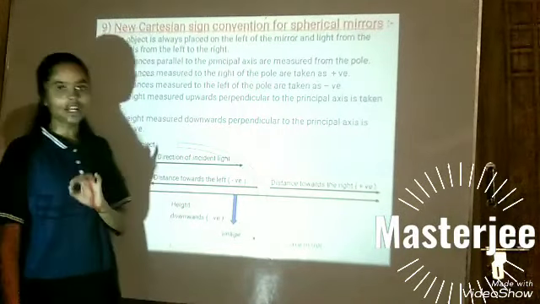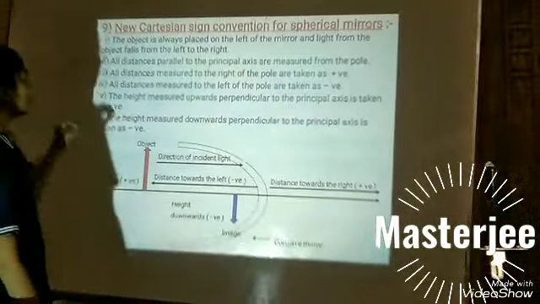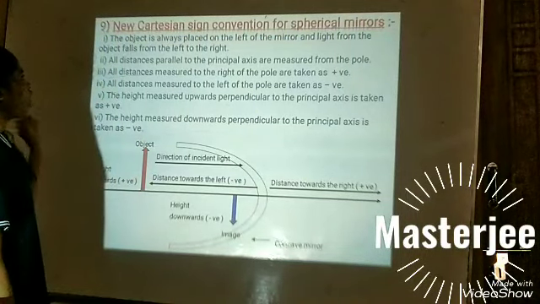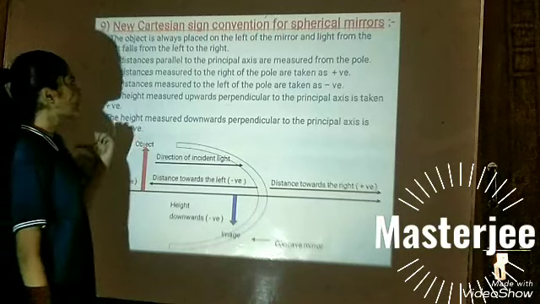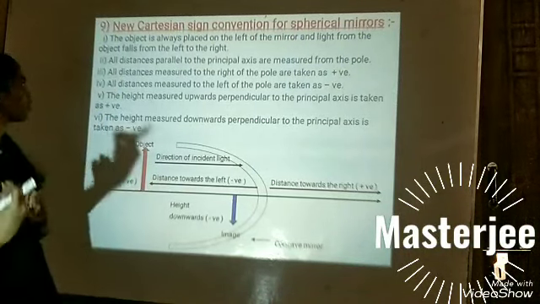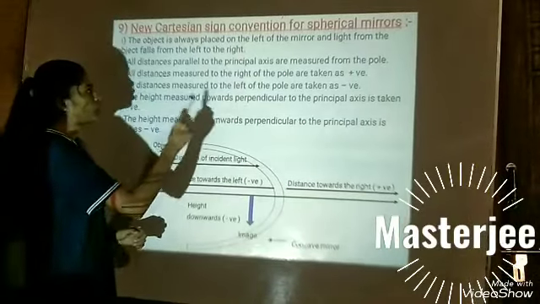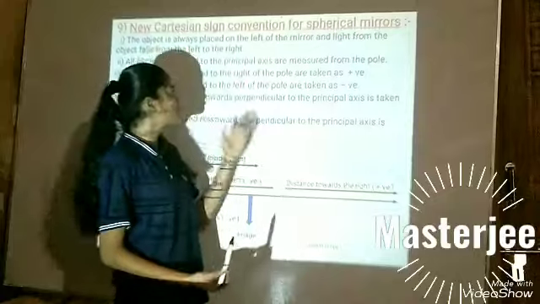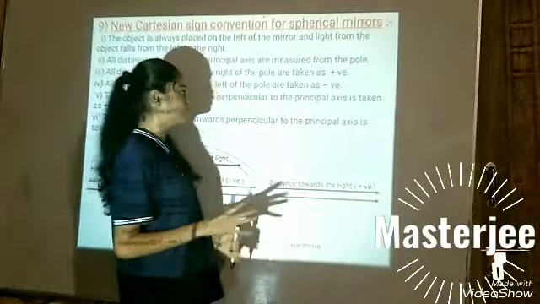Now let's see the sign convention rules for the spherical mirrors. The object is always placed on the left of the mirror and the light from the object falls from left to right. All the distances parallel to the principal axis are measured from the pole. All distances measured to the right of the pole are positive and all distances measured to the left of the pole are negative.